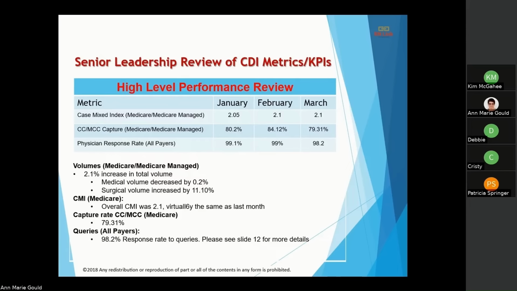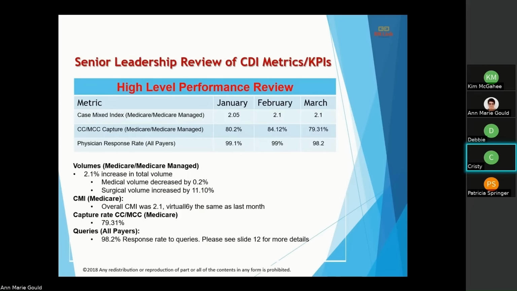And they looked at the volumes, and there was a 2.1% increase in total volume. So medical volume decreased by 0.2%, where surgical volume increased by 11%. So that's why you saw that big bump in the CMI from 2.05 to 2.1. Surgical cases were there. Overall CMI was 2.1, virtually the same as last month. That's a little typo with the 6 in there.